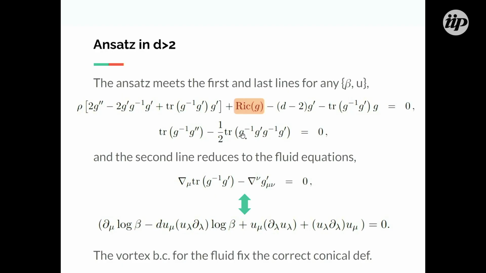More interestingly, the form of the ansatz makes it so that for any choice of beta and mu, this tensorial equation is 0. The scalar equation is also 0, but in the vectorial equation, if you put it here, you get exactly this equation, that is exactly the gradient of mu, the equations of motion of a perfect fluid.